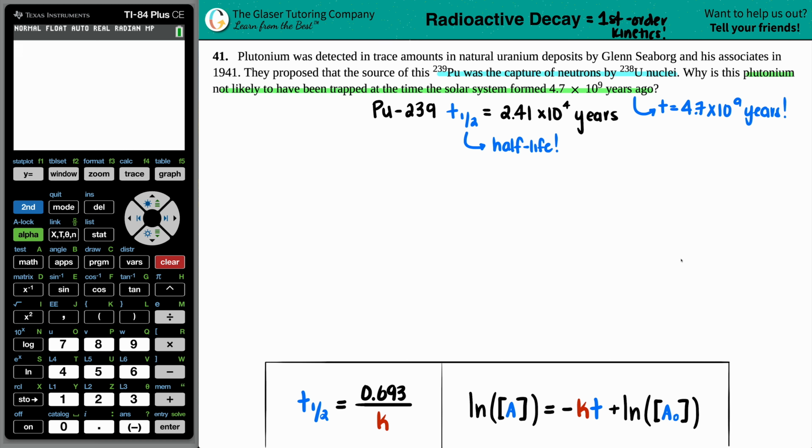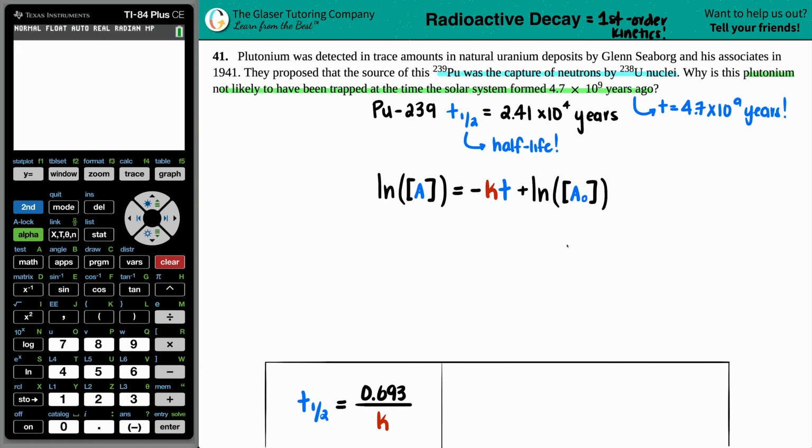And if we are using our first-order kinetics equations and we just have a t value, we're going to be using this formula. But now the question is, what are we basically trying to solve for here? Well, we want to know how much, in theory, plutonium should we still have after this amount of time, given its half-life? Now, let's start with that, right?